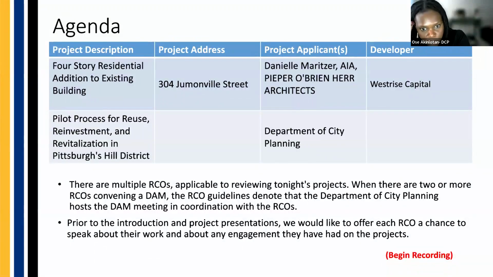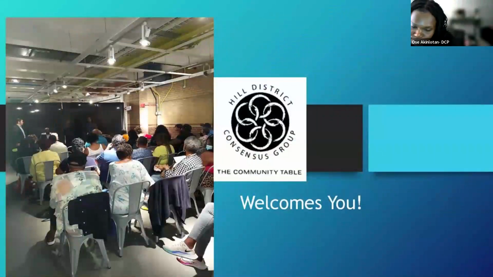There are multiple RCOs applicable to reviewing tonight's project. When there are 2 or more RCOs convening a development activities meeting, the RCO guideline denotes that the Department of City Planning hosts the DAM meeting in coordination with the RCOs. Prior to the introduction of the project and the additional presentation, we would like to offer each RCO a chance to speak about their work and about any engagement they have had on the project. So I will turn this over to the Hill District Consensus Group.